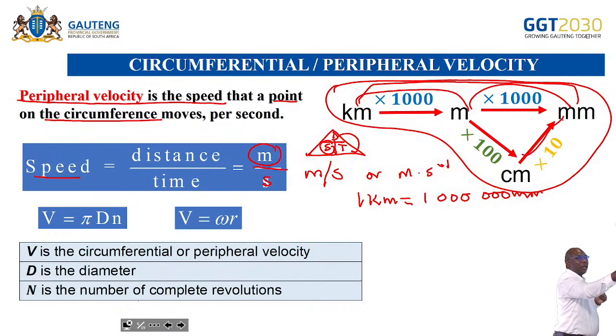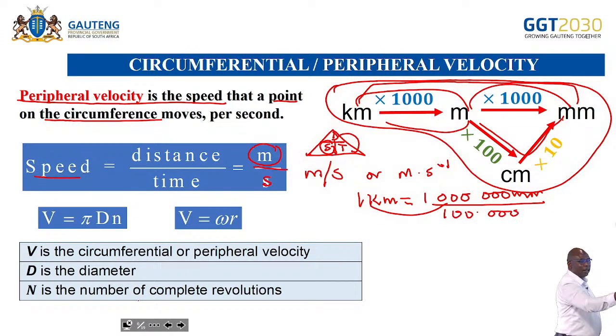So if I want to go back again, from millimeters to kilometers, I'm going to divide. If I've got 1,000 millimeters and I want to take them to kilometers, I'm going to divide by 1 million, and that's where I'm going to get my 1 kilometer. This is very important that you know. This is grade 10 work. It is very important because when you read your question, it says, write the following in meters per second. When you're given kilometers per hour, you must be able to change that.